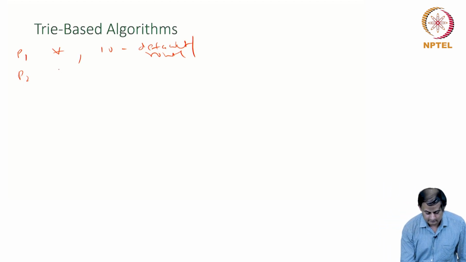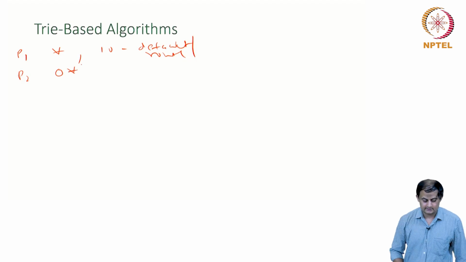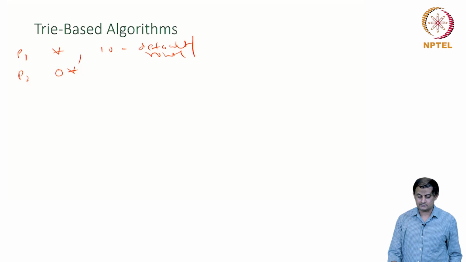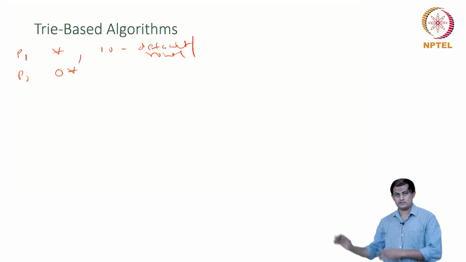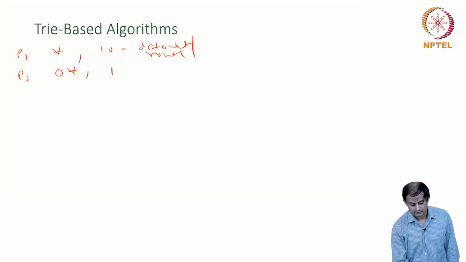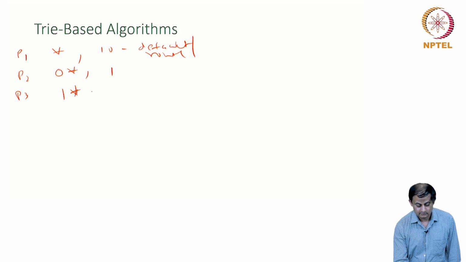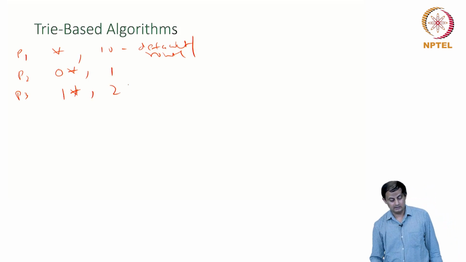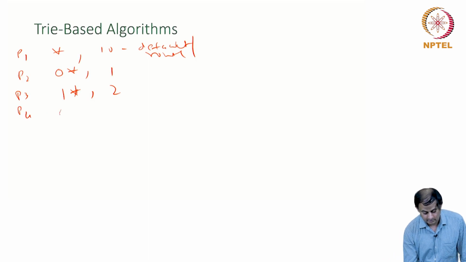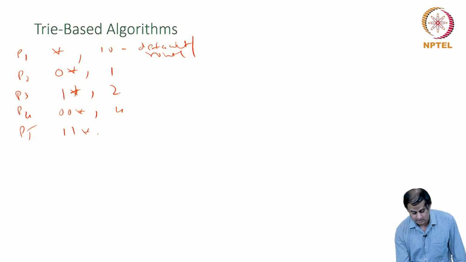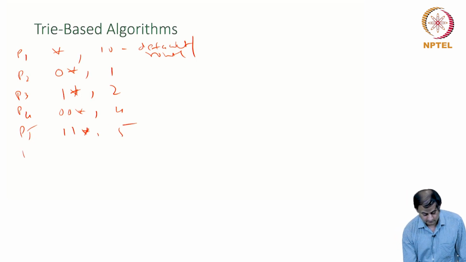The second prefix might say it starts with 0 star. So any IP address starting with 0, doesn't matter what the rest of the 31 bits are, you need to forward it to port number 1. That's what the second prefix is saying. And the third one is saying, if your IP address starts with 1, doesn't matter what the rest of the 31 bits are, you forward it to port number 2. Similarly, I might have 00 star going to port number 4, and P5, prefix number 5, is saying if it is 11 star, then you forward it to port number 5, and P6 is saying 110 star.